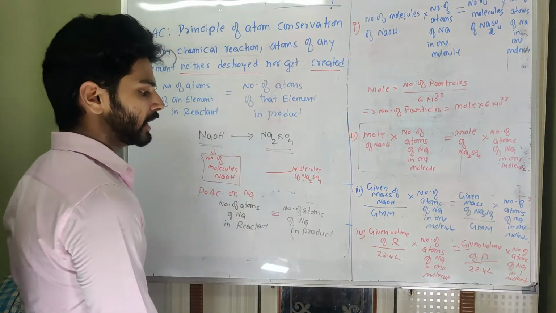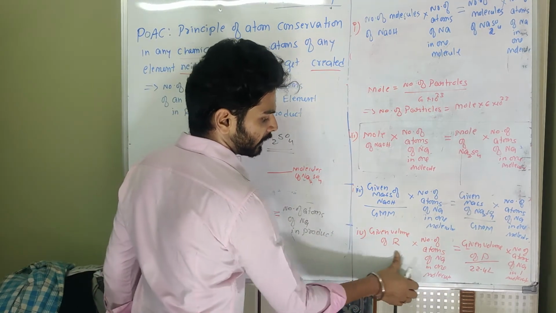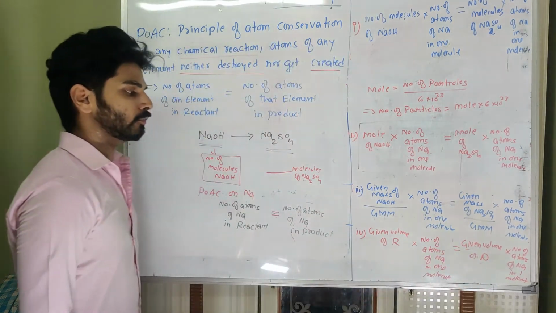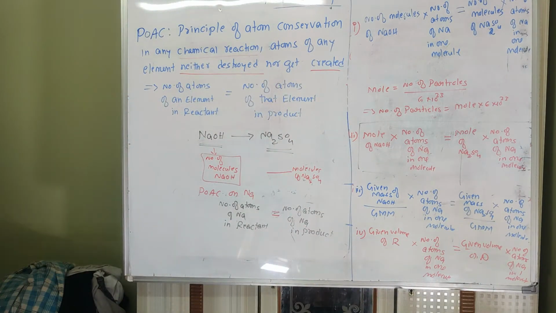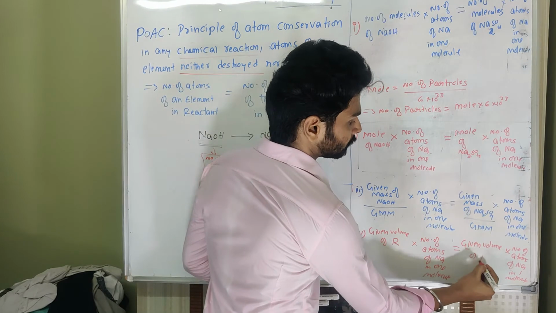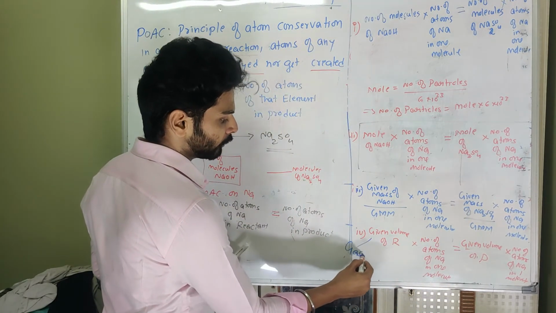So you can understand here, the 22.4 liter can be divided, that can be cancelled. So then we can say volume of reactant into number of atoms of sodium in one molecule of reactant equals given volume of product into number of atoms of sodium in one molecule of product. So remember, this is only applicable for gases.